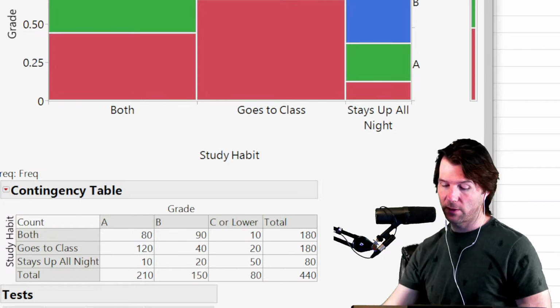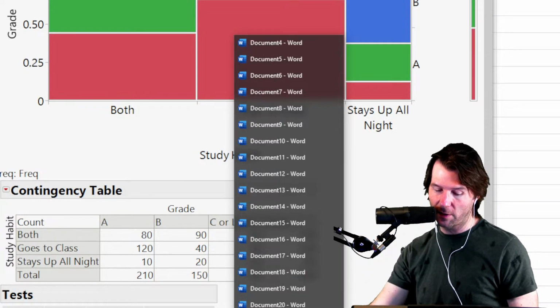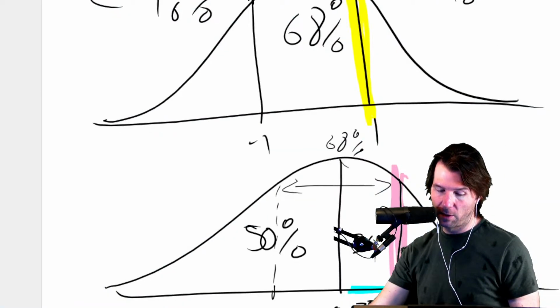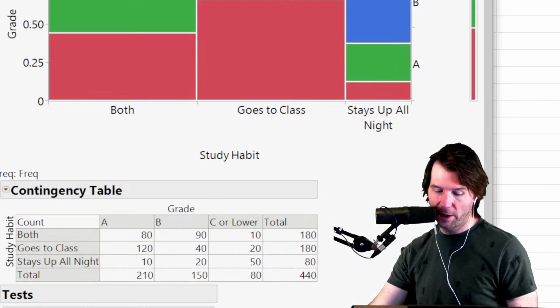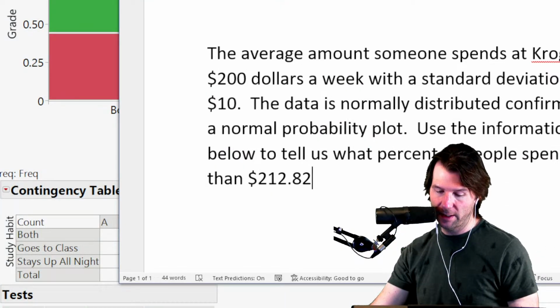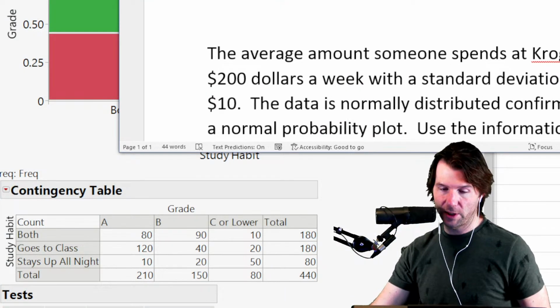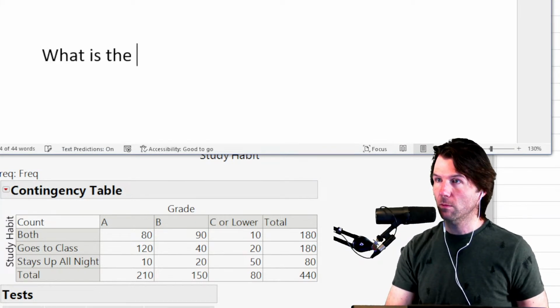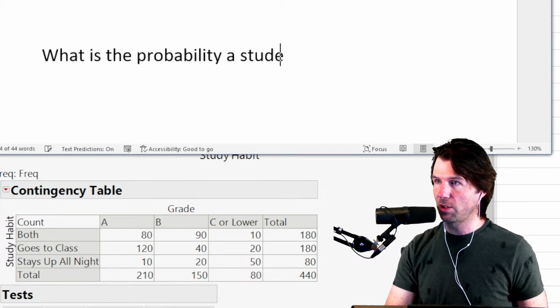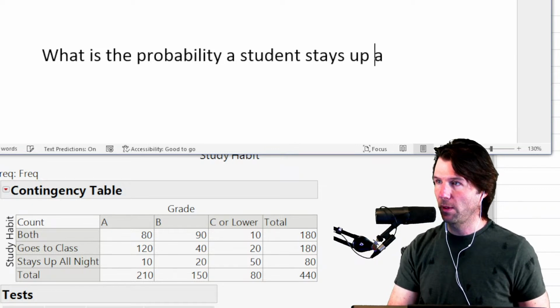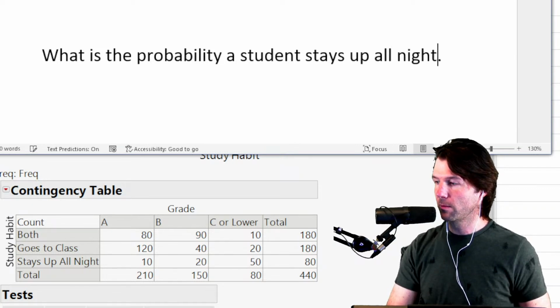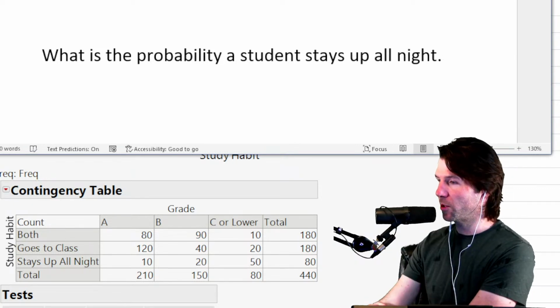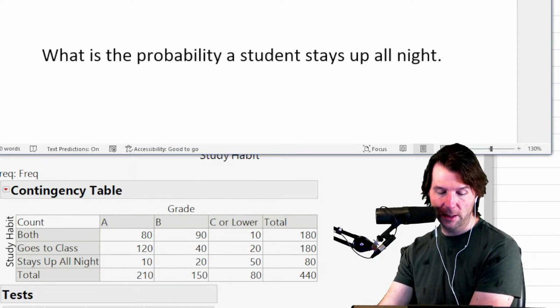So just the question is, and I'll write it on the screen so people can see, try solving these questions along with us. The only question that we're asking right now is, what is the probability a student stays up all night? It might be 18%. That sounds about right.